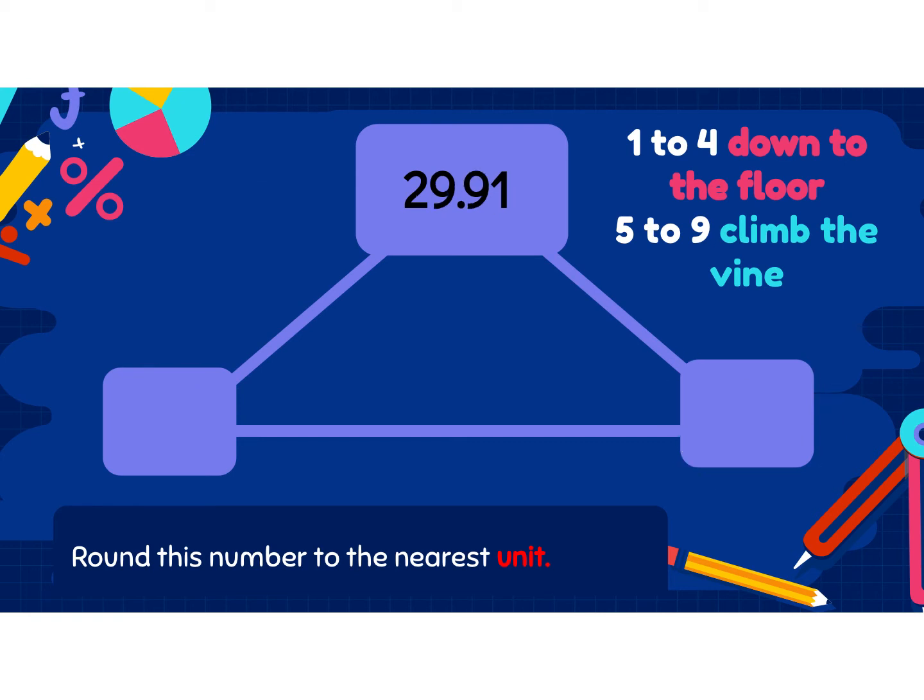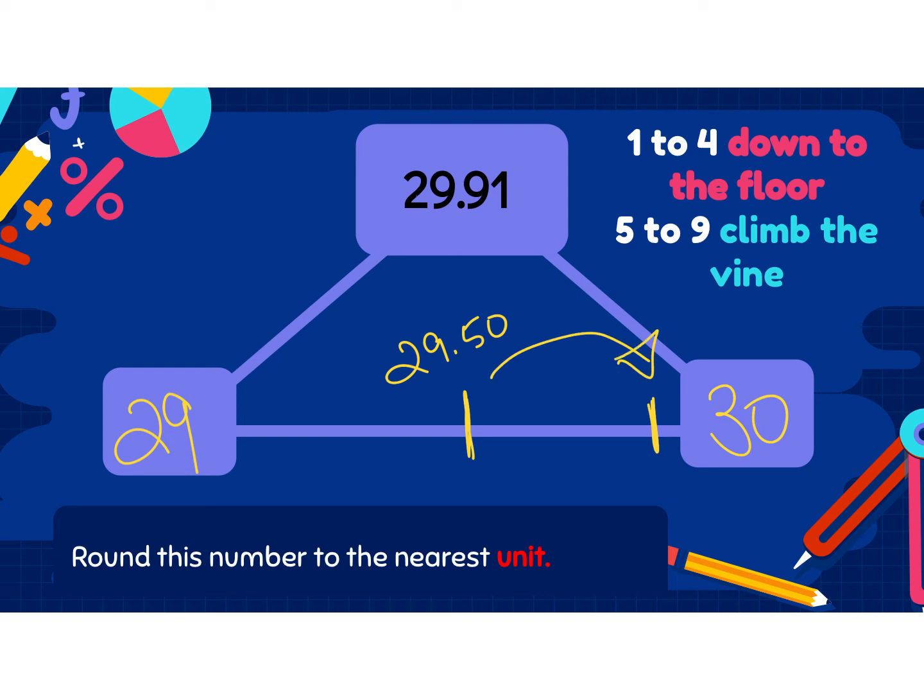Now, if you're looking at something like this, 29.91 rounded to the nearest unit. Is this closer to 29 or 30? So if we put in the middle right here, remember that would be kind of like $29.50. And if we plotted 29.91, it would be really close to 30. So this number rounds up to 30.